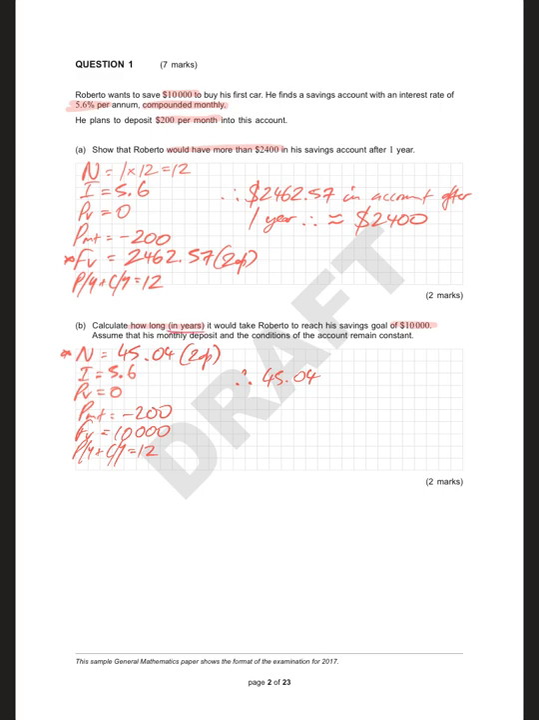How long in years? I need to keep that in mind. 45.04 months. 45.04 divided by 12 months in a year is 3.75 to 2 decimal places years. So therefore, that's 3.75 years. Just to be safe, 3 years, 0.75 times 12, 3 years and 9 months, just to cover my back. Alright, so that's question 1, A and B done.